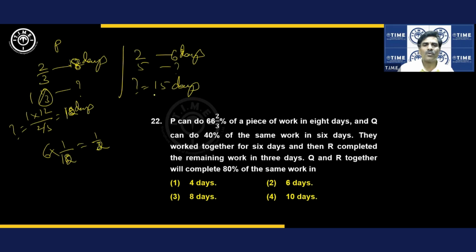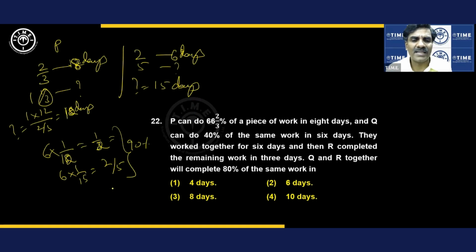Yeah. So whatever is Q, we can say whole work in 15 days. In 6 days he'll be completing 6 into 1 by 15. That will be 2 by 5. So 2/5 work is done by Q in those 6 days. So 2/5 is nothing but 40%. This is 50%. So 90% of the work is already done by P and Q. So that means R is doing 10% work in 3 days.